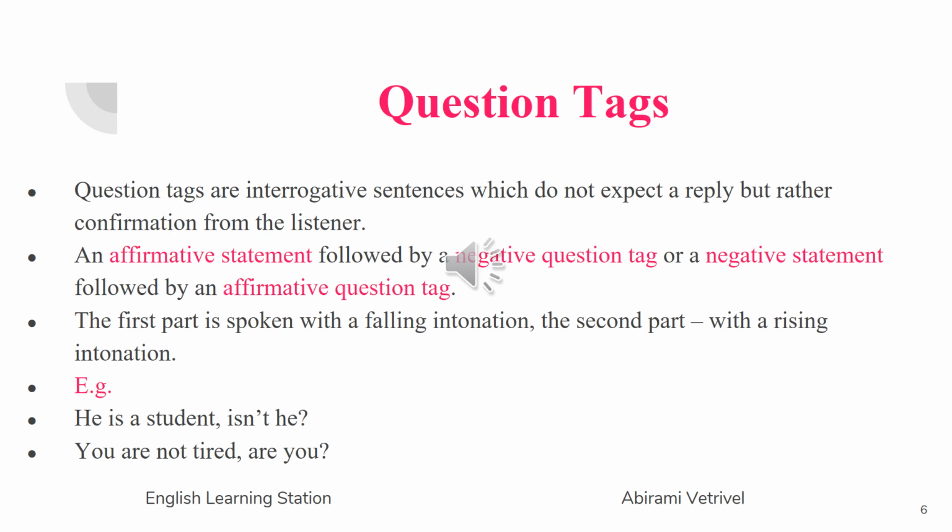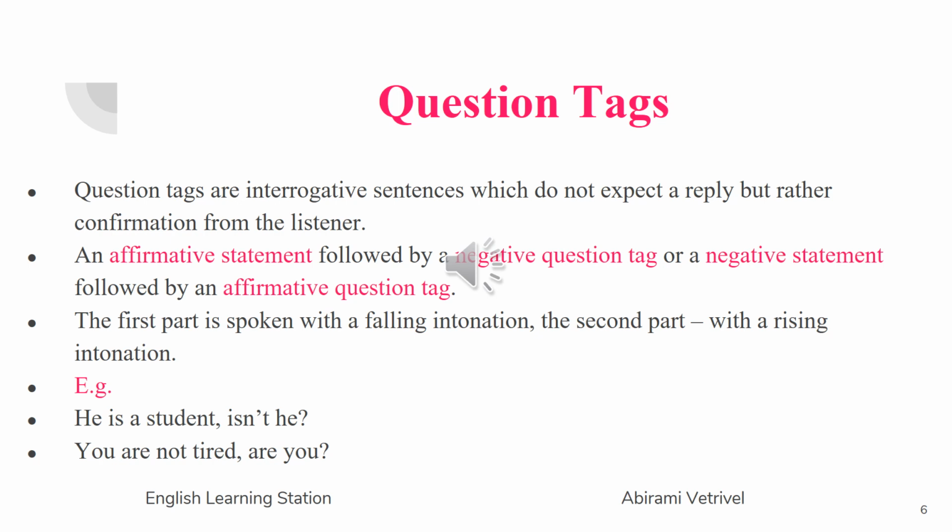The fourth type of interrogative sentence is question tag. Question tags are interrogative sentences which do not expect a reply but rather a confirmation from the listener. A question tag consists of two parts, the statement and the tag. An affirmative statement is followed by a negative question tag, or a negative statement is followed by an affirmative question tag.